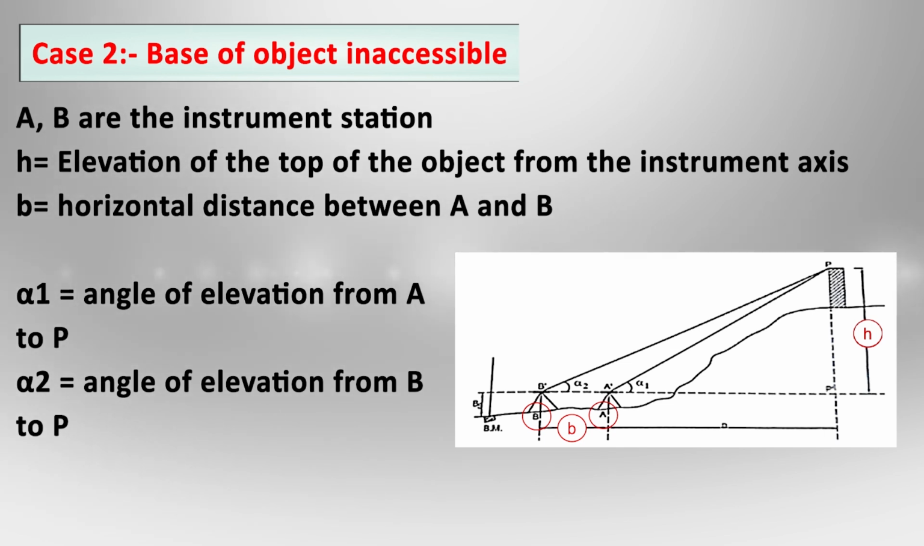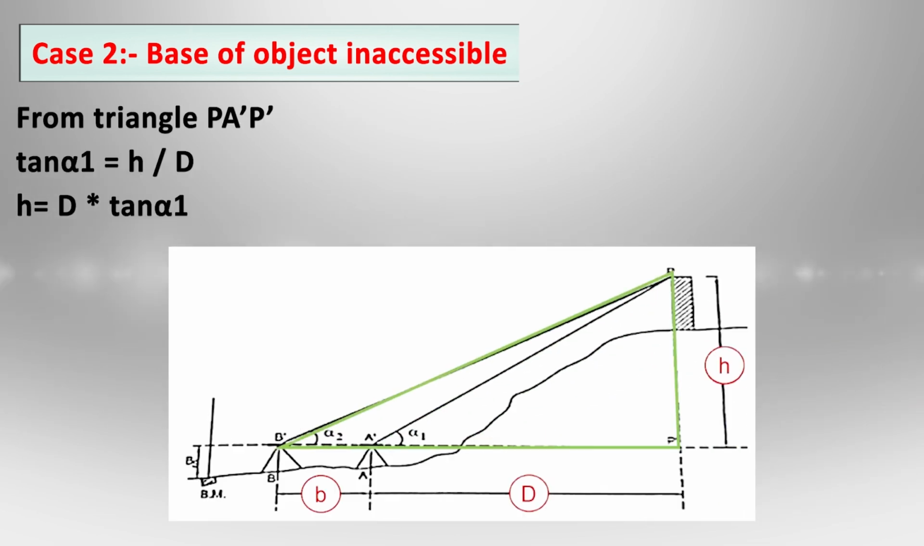Small b is the horizontal distance between A and B. Alpha 1 is the angle of elevation that is measured from A, that is the first station, to point P, and alpha 2 is the angle of elevation that is measured from the second setup, instrument station B, to the object at P. So from triangle P A dash P dash, we find that tan of alpha 1 is equal to h by D, and we can cross multiply, we get h is equal to D tan alpha 1.